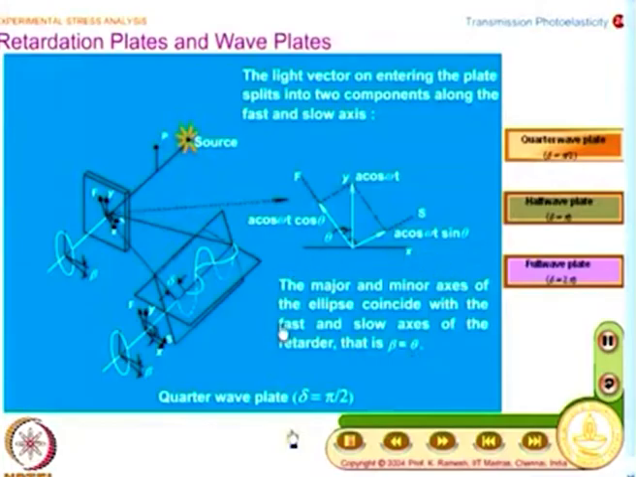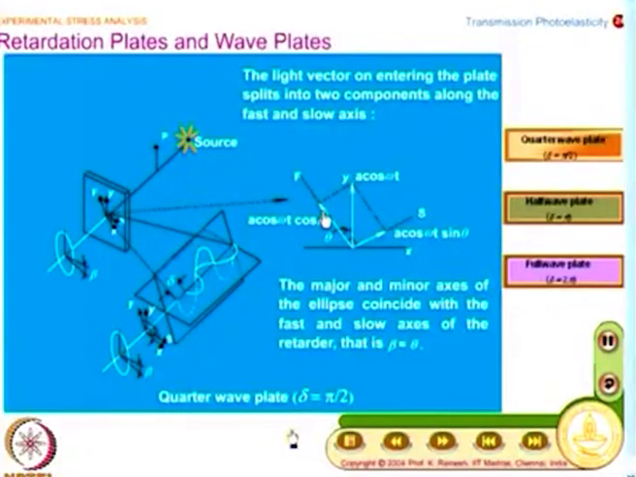You write only this statement, you do not have to redraw this complete figure. What you learned here is, the major and minor axes of the ellipse coincide with the fast and slow axes of the retarder. So, if I have a quarter wave plate, when I send the beam of light, the fast and slow axes themselves become the axes of the light ellipse that comes out of it.